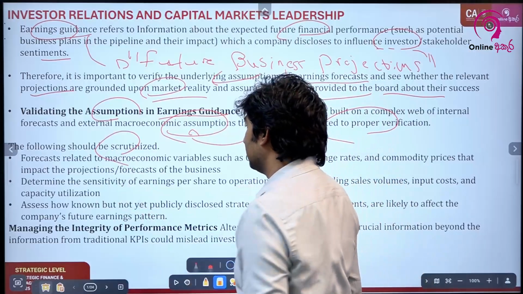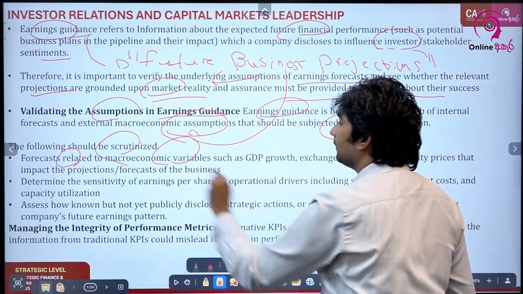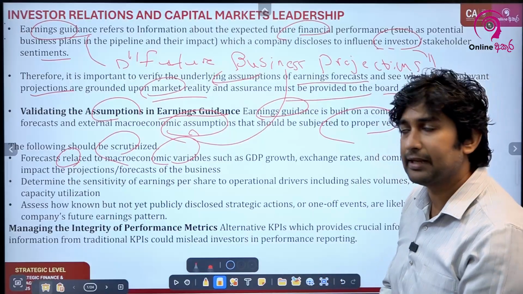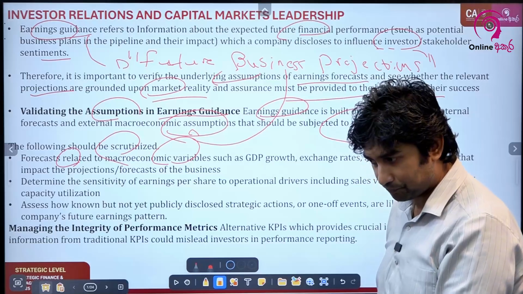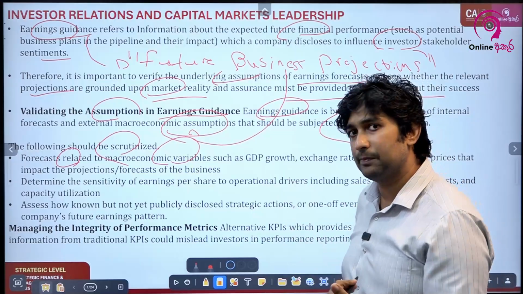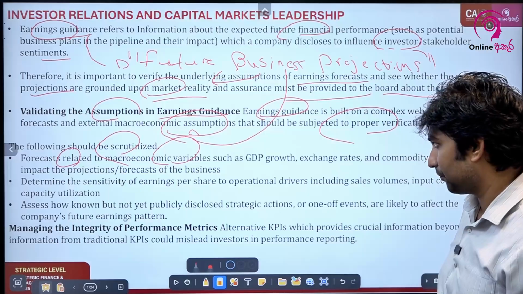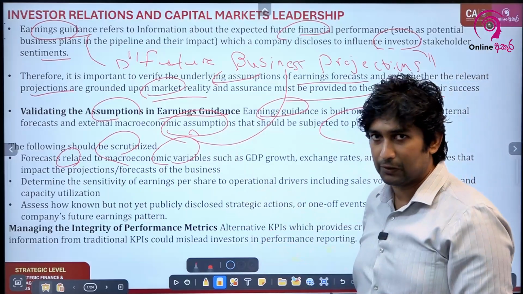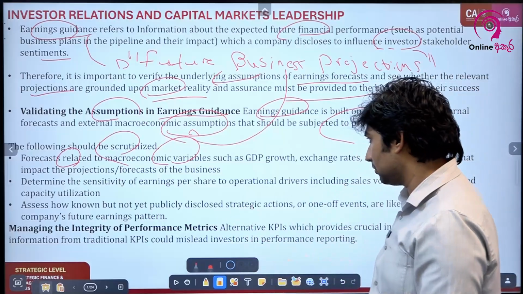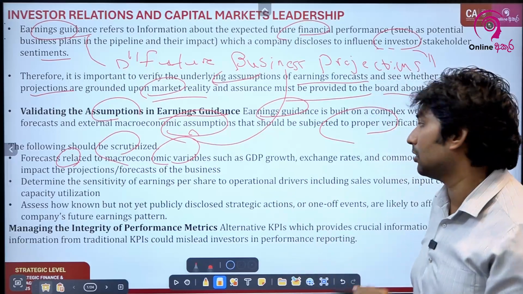Therefore, the following needs to be scrutinized. You need to verify the forecasts related to economic variables. Macroeconomic variables can directly impact the performance of any organization. If the GDP is declining and you are expecting a 20% revenue growth, then there is a certain mismatch in that. So the country should be growing first of all, then only you can expect organizations and the respective industries to grow and move forward.